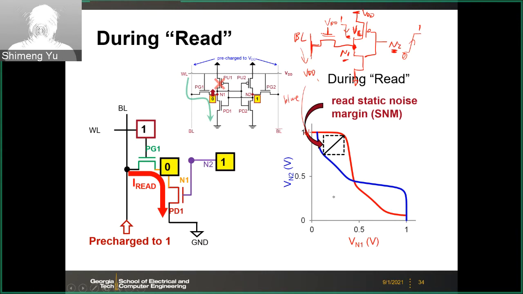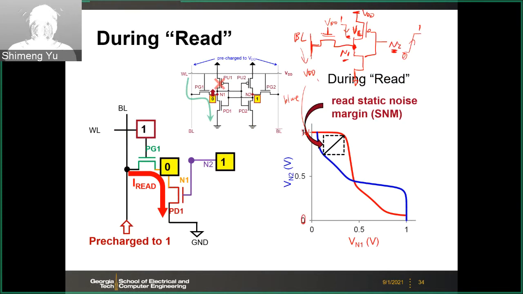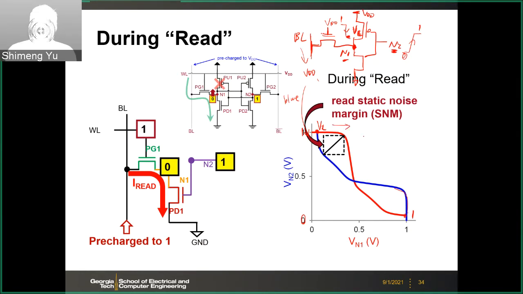So as you sweep the Vn2 from 0 to 1, Vn1 will decay from this 1, following the blue curve to a certain node level. This node level is this VL. So it's not 0. V1 is not 0. It's some voltage close to 0. So this VL is eventually determined by that beta ratio, the pull down versus the pass gate conductance.